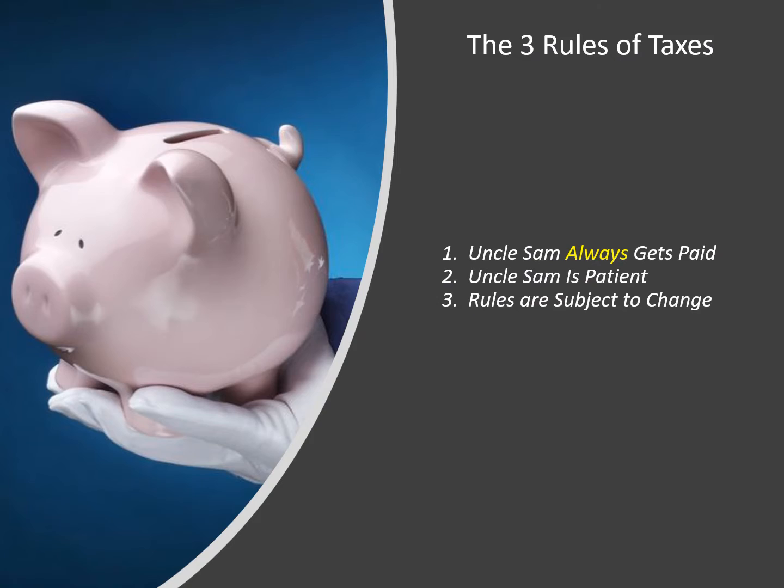The way I see it, there are three rules to taxes. Rule number one, Uncle Sam will always get paid. There is no such thing as tax-free, just a question of when you pay the taxes. Which brings us to rule number two. Uncle Sam is patient. He is very patient. He doesn't mind waiting 10, 20, or even 50 years to get paid, so long as he gets paid in the end. And rule number three, the rules are subject to change at any time.